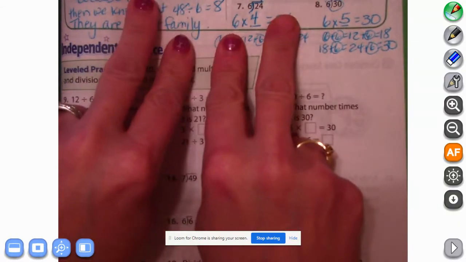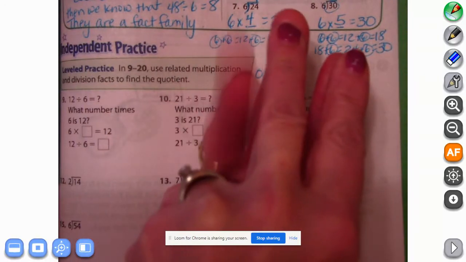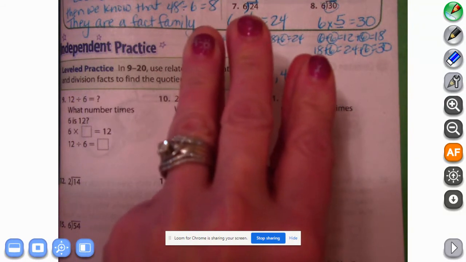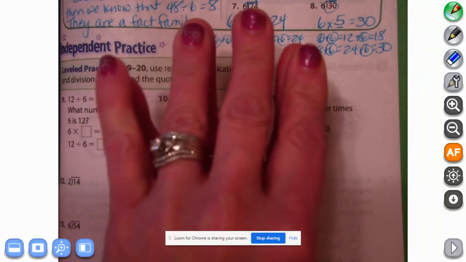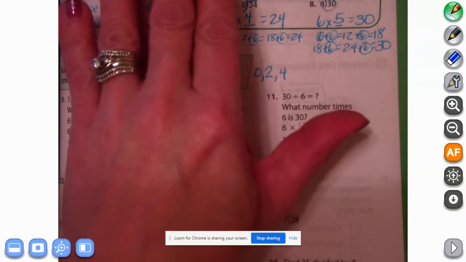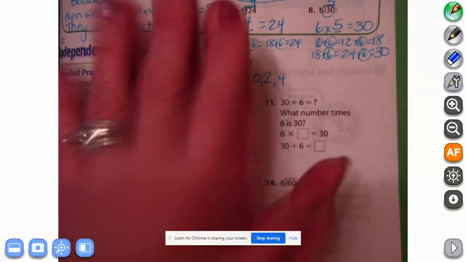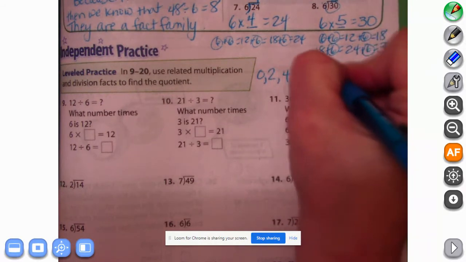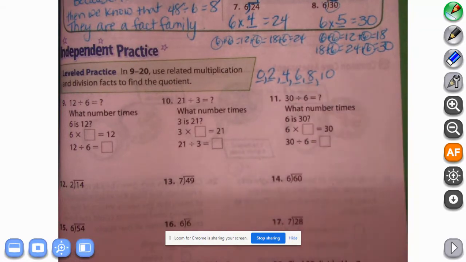Okay, so we've got 4. What if we have 5? We've got one guy who doesn't have a partner. How about 6? That guy has a partner. How about 7? No partner, not even. It's an odd. How about 8? They're partners, aren't they? How about 9? We've got an oddball here. How about 10? Everybody has a dance partner there. So we can remember that 2, 4, 6, 8, 10. If your number ends in a 0, 2, 4, 6, or 8, it's even.